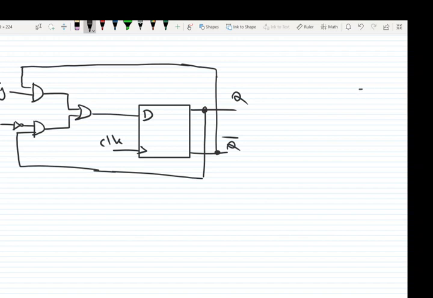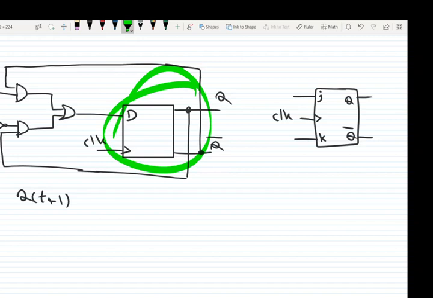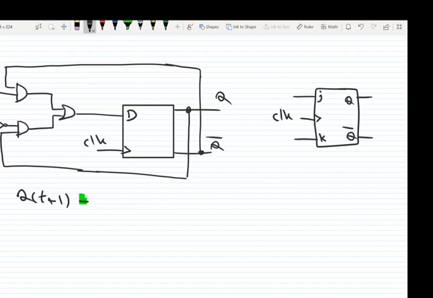How do we show a JK flip-flop? The symbol for JK flip-flop has two inputs J and K, one clock input, and of course two outputs Q and Q bar. Now we want to find the next state of the output. Of course, we know that for the D flip-flop, the next state of output is equal to D, as we discussed. And what is D?